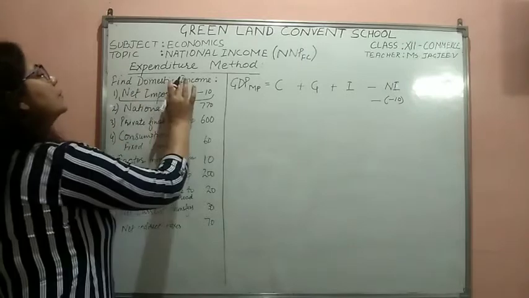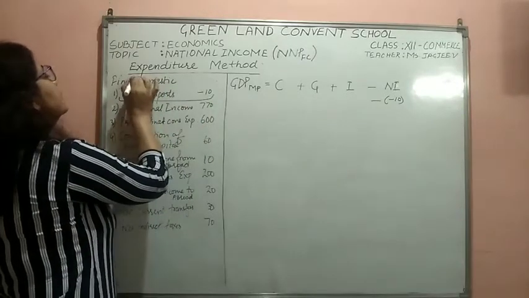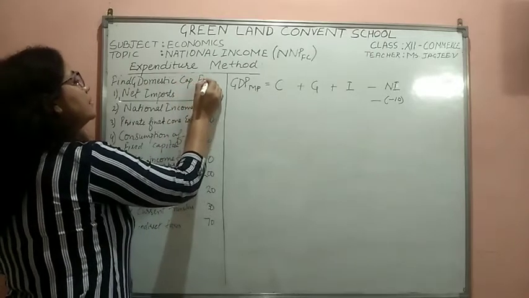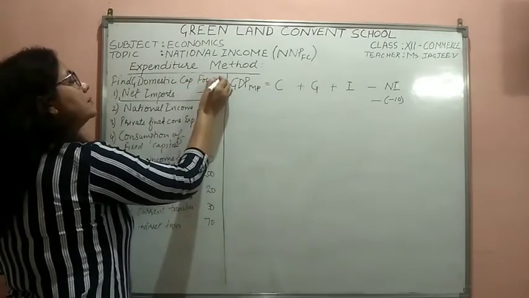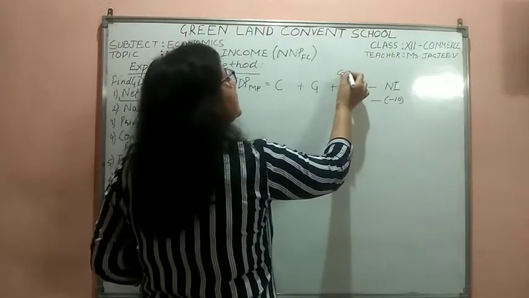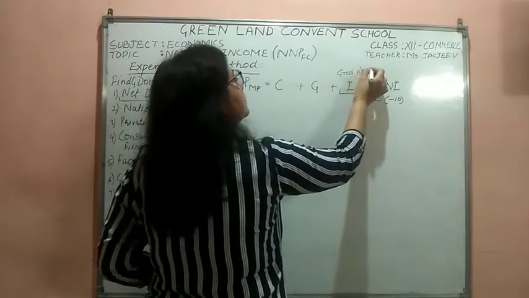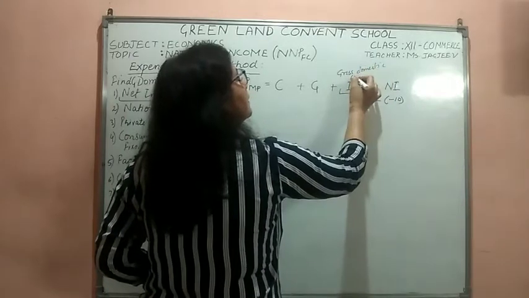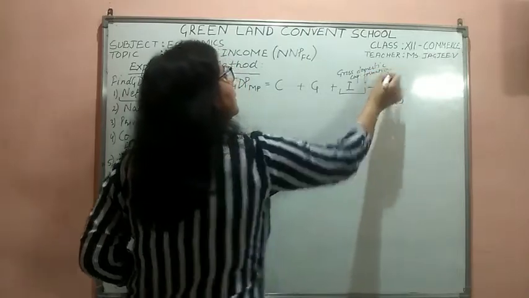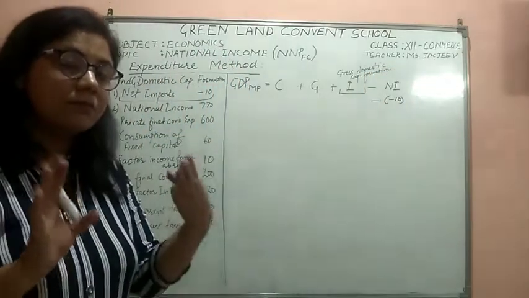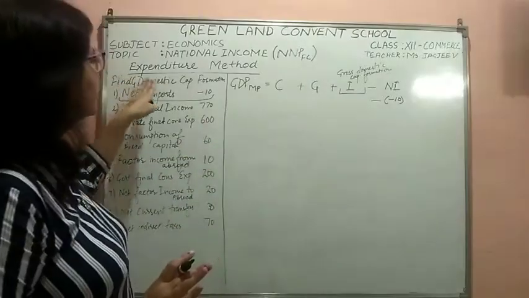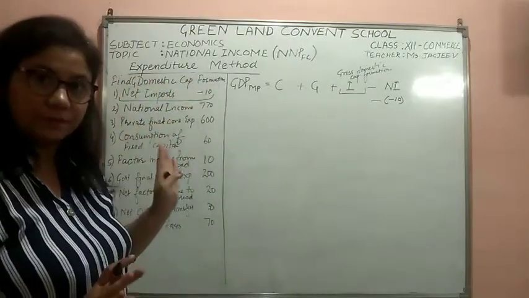Now, in the question, what they are asking is to find gross domestic capital formation. They are not asking for the national income. What they are asking is gross domestic capital formation, capital formation. In the question, now be very careful. It is asked, find gross domestic capital formation.